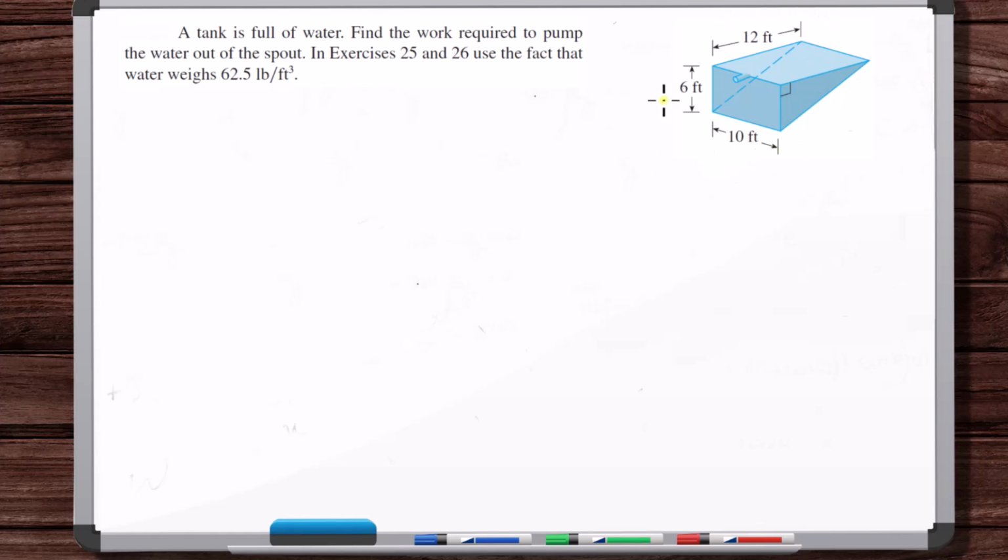So here we have this tank, this shape of tank. It's filled with water, and we want to find the amount of work required to pump all of the water out of this spout here.